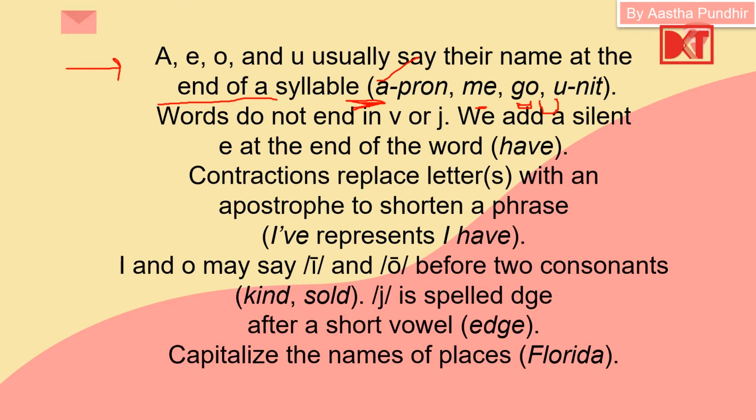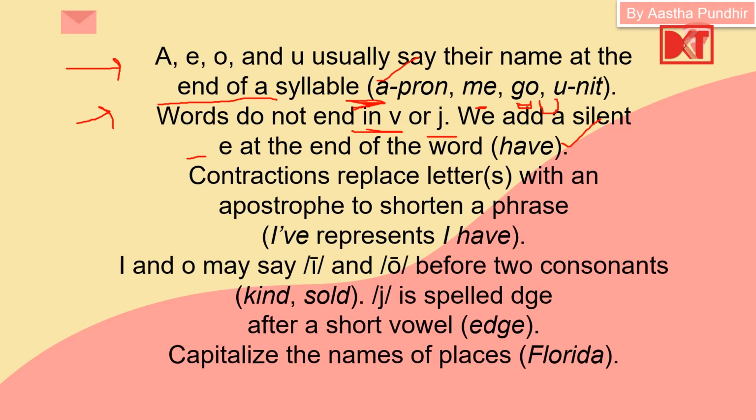All right. Then the other rule: words do not end in V or J. We add a silent E at the end of the word, like have. So remember, words do not end in V or J. At the end, we have a silent E.